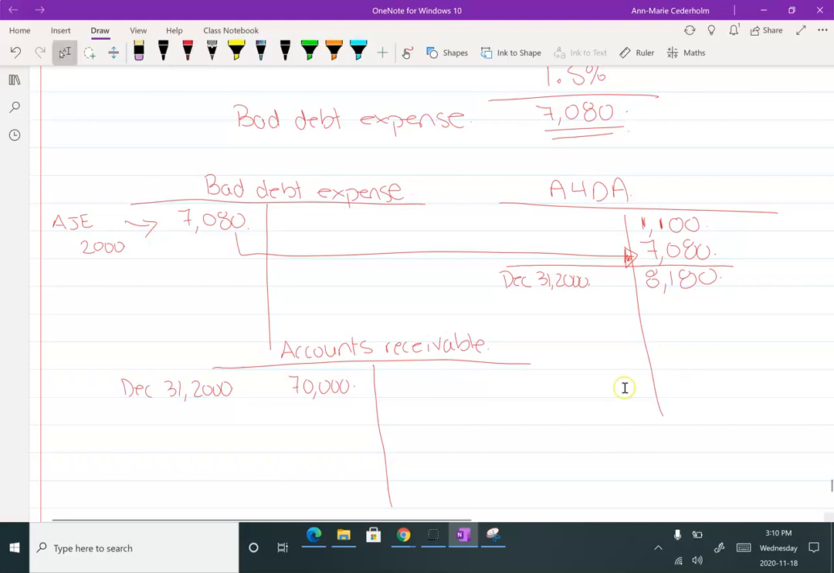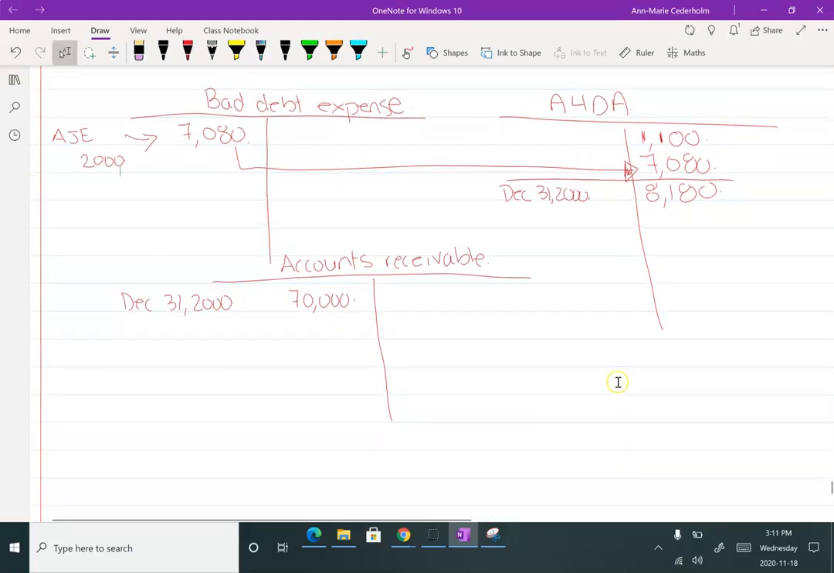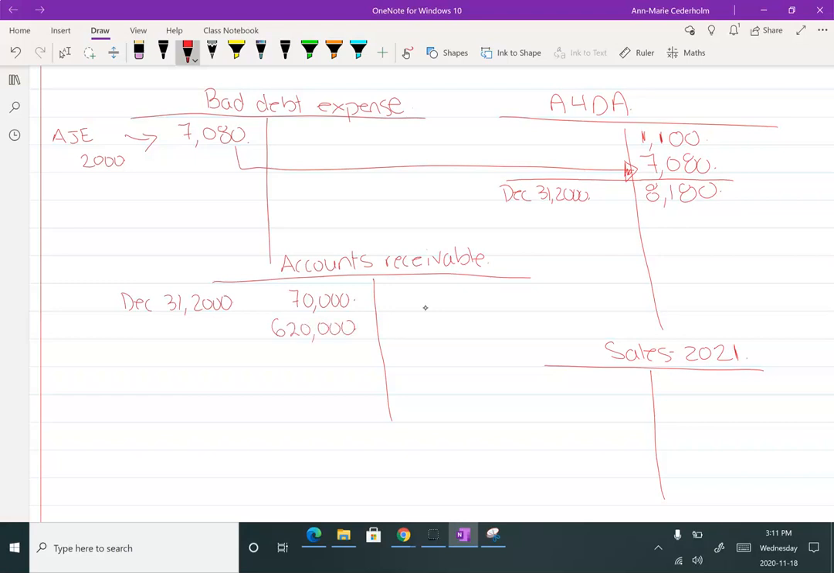So now when I move into 2021, I'm just going to post all of those journal entries that I just did. So remember, the one was 620,000 to record the sales, and I'll open up my sales account for 2021. And that was 620,000. And then my next journal entry was the cost of goods sold in the merchandise inventory. I'm not looking at those, so I'm not going to open those T accounts.